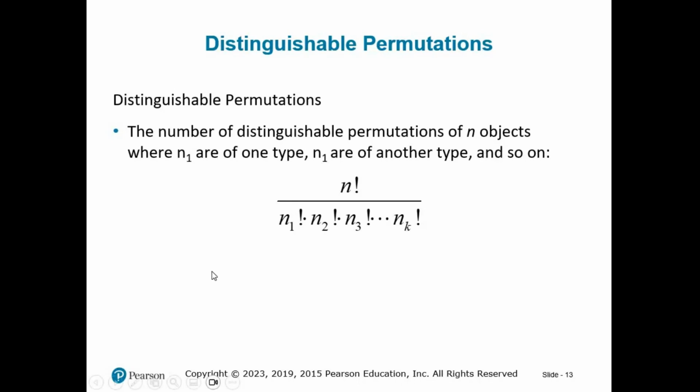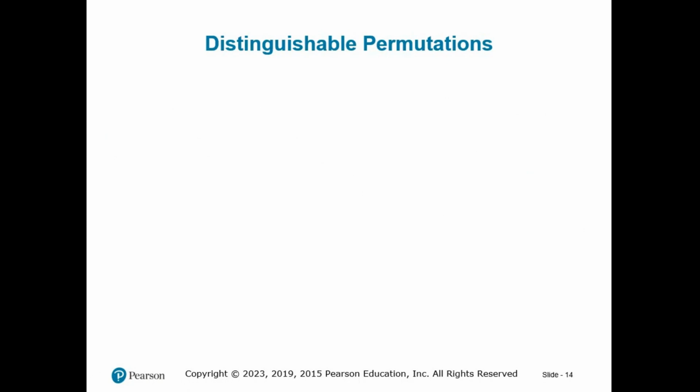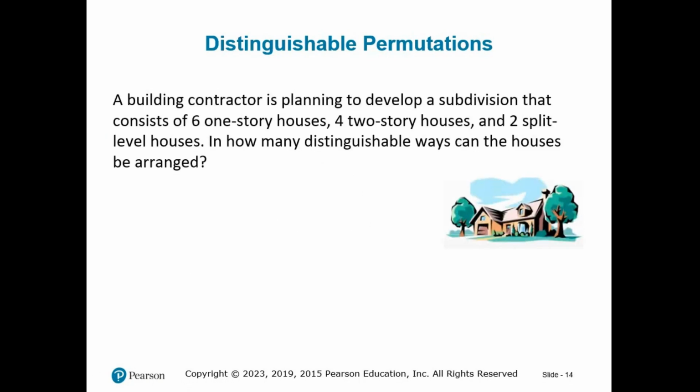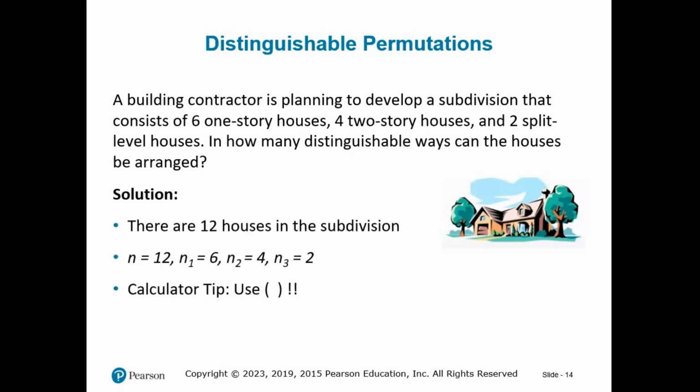So let's look at this in action. A building contractor is planning to develop a subdivision that consists of 6 one-story houses, 4 two-story houses, and 2 split-level houses. In how many distinguishable ways can the houses be arranged? Okay, so there are 12 houses total, so that is my n. But what are my other numbers? Well, for n sub 1, I'd have 6 for the one-story house, right?